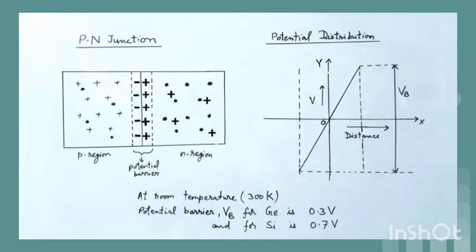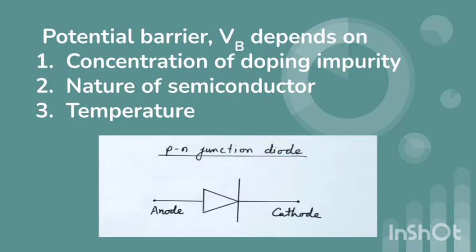The width of the depletion layer is about 10 to the power minus 6 meter. At room temperature, about 300 Kelvin, the value of the potential barrier is about 0.3 volt for germanium and 0.7 volt for silicon. To cross the potential barrier VB, an electron or a hole requires energy equal to e times VB. The value of the potential barrier VB depends on the concentration of doping impurity, nature of the semiconductor, and temperature.